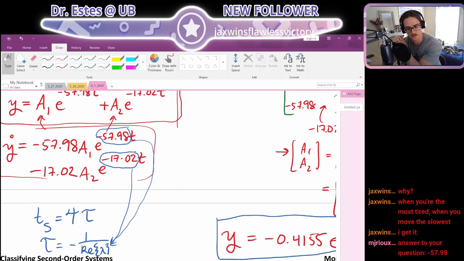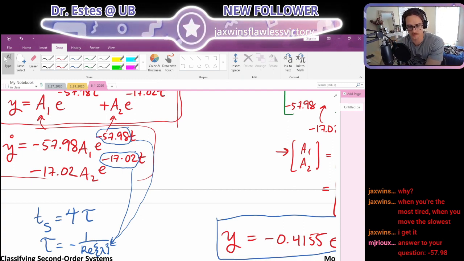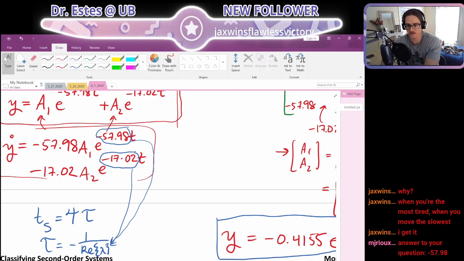Actually, that is the faster of the two roots. So, think about roots as a group of friends going on a hike. The slowest friend dictates the pace of the hike. So, the slowest root is what we use to define our settling time, because it's going to bottleneck the speed of the response.